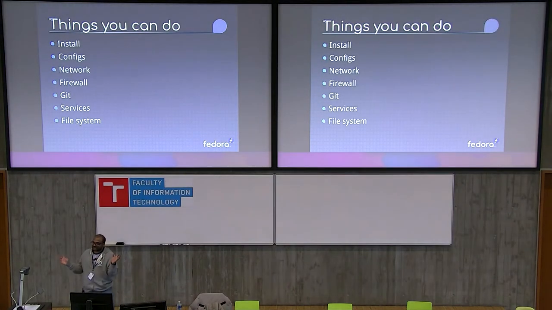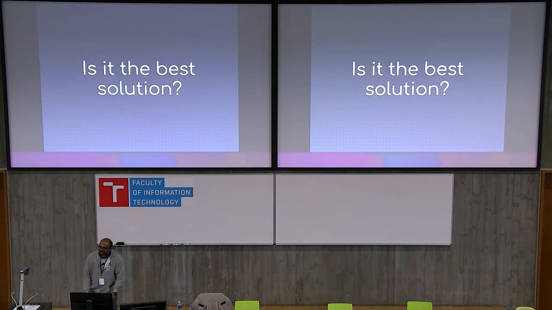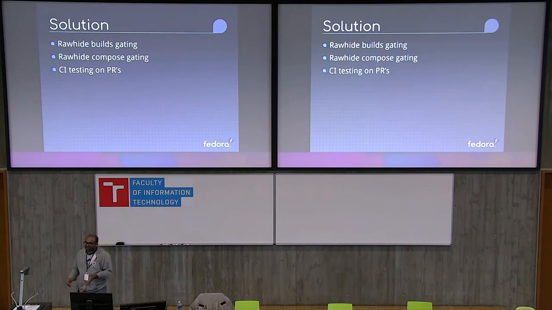These are the things I've done in my playbooks: installing packages, configs, network stuff, firewall, Git, and some services and file system stuff. But is this the best solution? It's not. The best solution is getting Rawhide builds so that we have tests running and so that you won't break your Rawhide all the time.